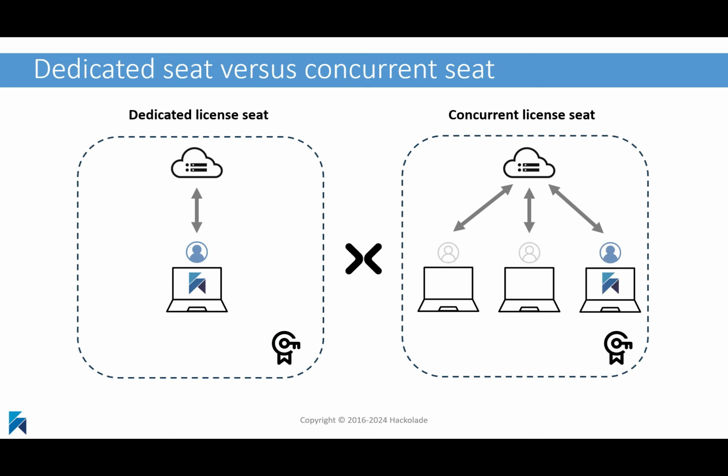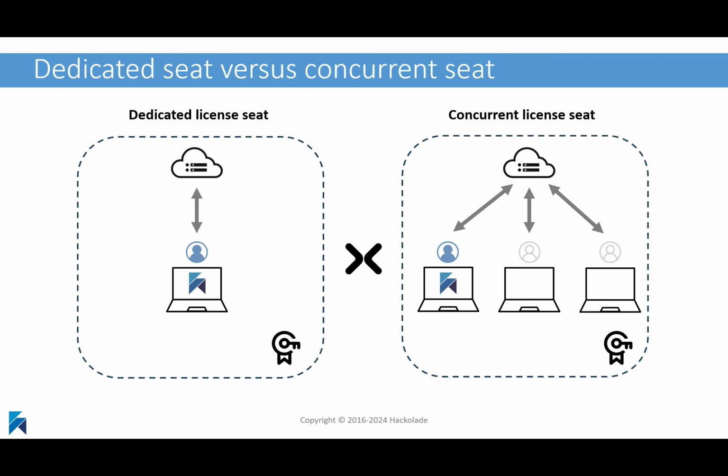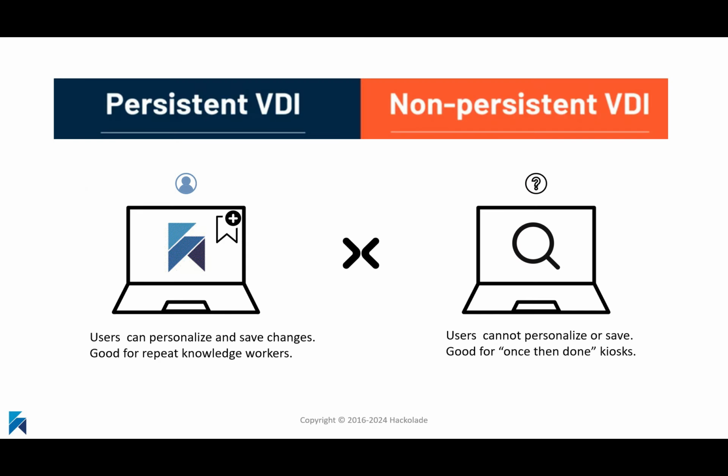With a concurrent license key, you may install the software on an unlimited number of PCs, but only the licensed number of simultaneous users are allowed to use the application. If the maximum number of seats has been reached, the next user will be denied access to the application until another user exits the application. Note that if you have one virtual machine with multiple users, each user will be counted as a separate seat.